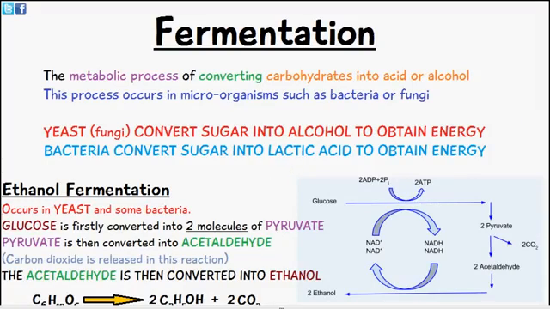Today's video we're going to be talking about fermentation. Fermentation is the metabolic process of converting carbohydrates into acid or alcohol, and this process occurs in microorganisms such as bacteria or fungi. Now yeast, which is a type of fungus, converts sugar into alcohol to obtain energy, and bacteria convert sugar into lactic acid to obtain energy.